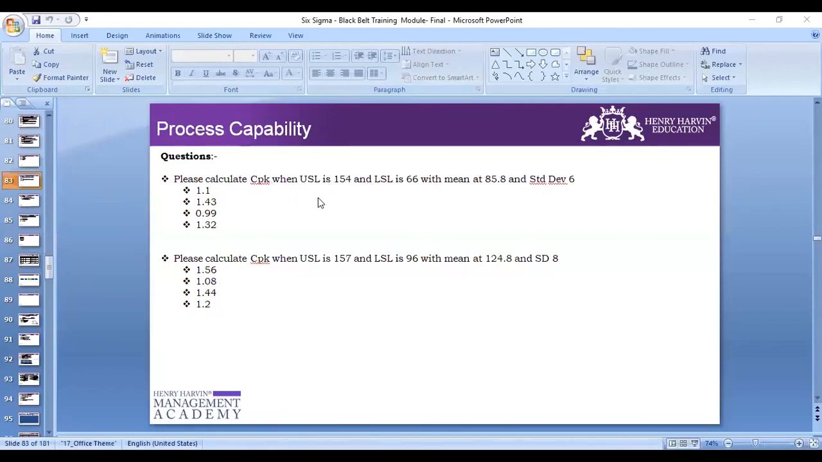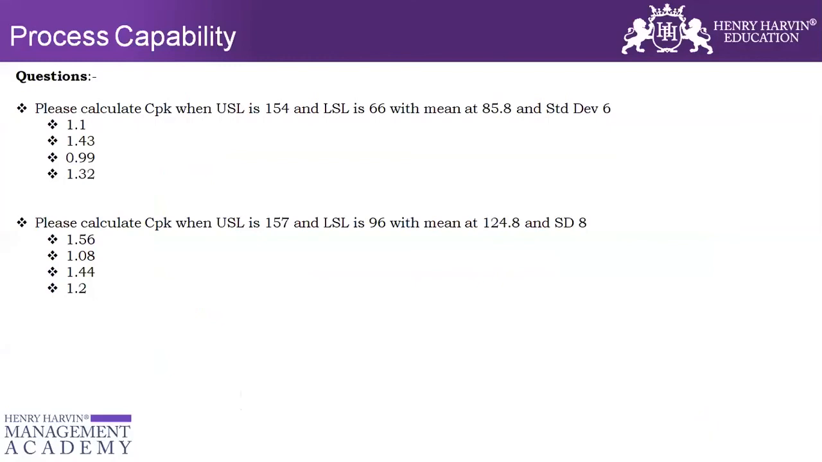Okay, now that we have covered process capability for continuous data as well, the last thing left in the measure phase is the measurement system analysis for continuous data. We did the attribute agreement analysis for the discrete data.